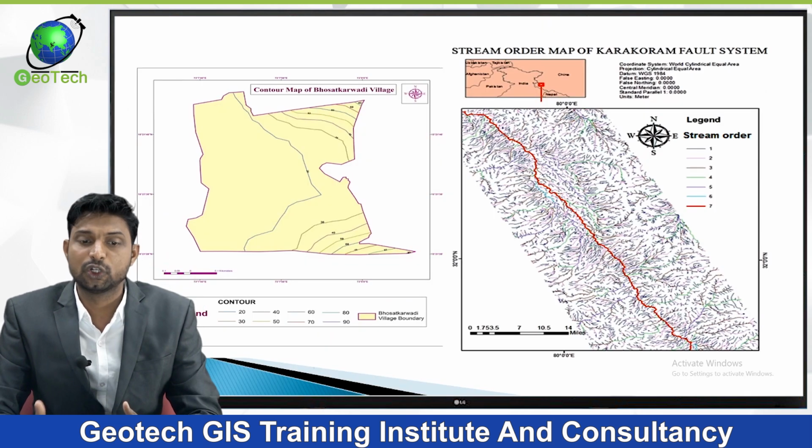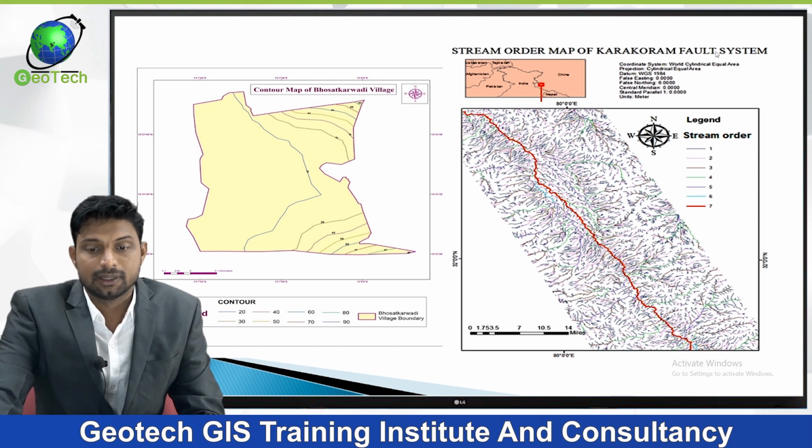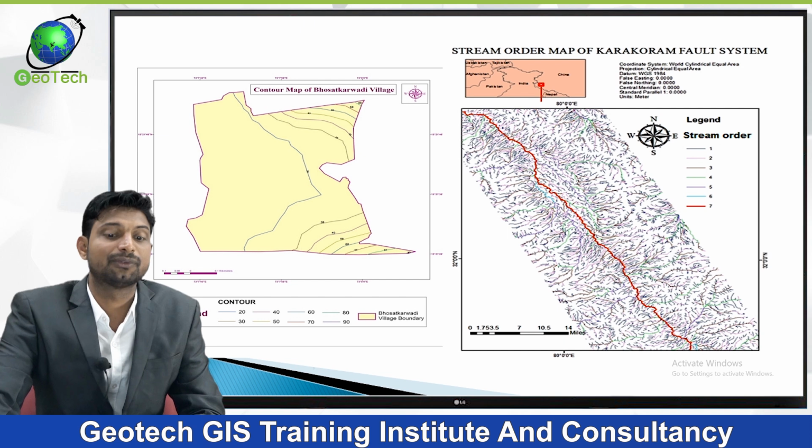Then we can prepare a contour map. Contours give lines of equal elevation. Then we are going to learn the stream order map. We are going to learn how to prepare a watershed map and how to prepare a stream order map.